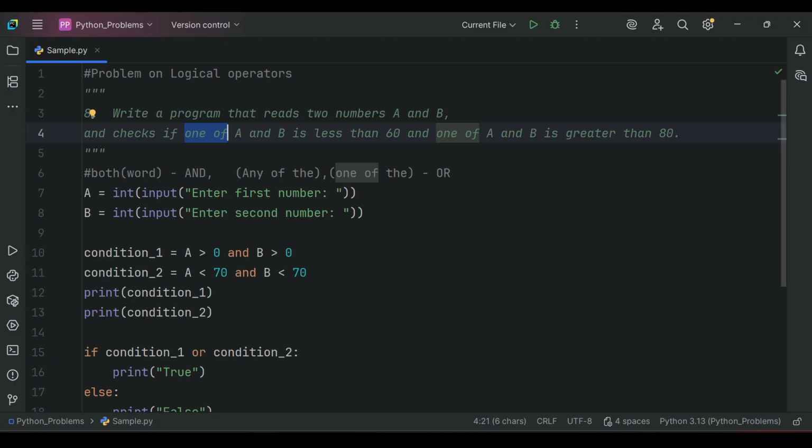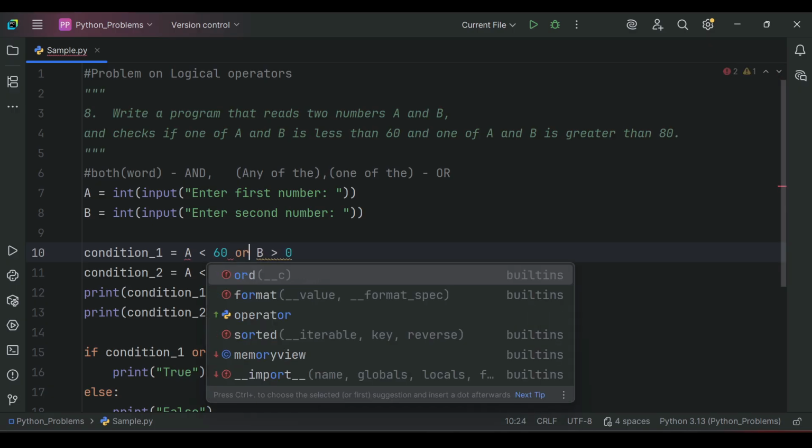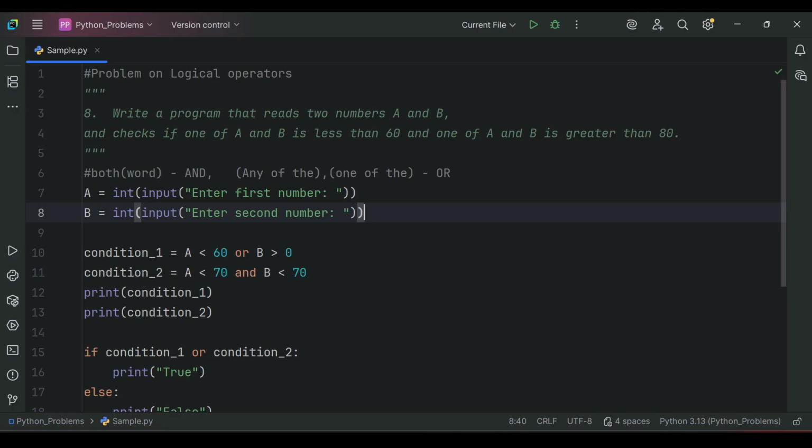Then a is less than 60. The given condition is a is less than 60, and since "one of" is given, the OR symbol will come, and b is less than 60. This is one condition, and this "and" indicates the final. This is applicable for the final result.